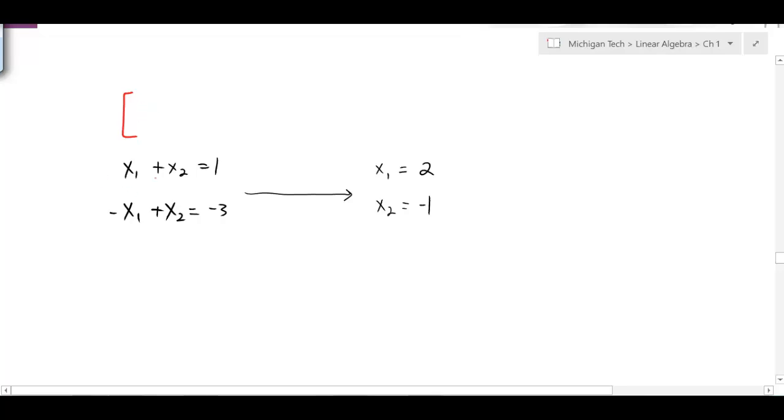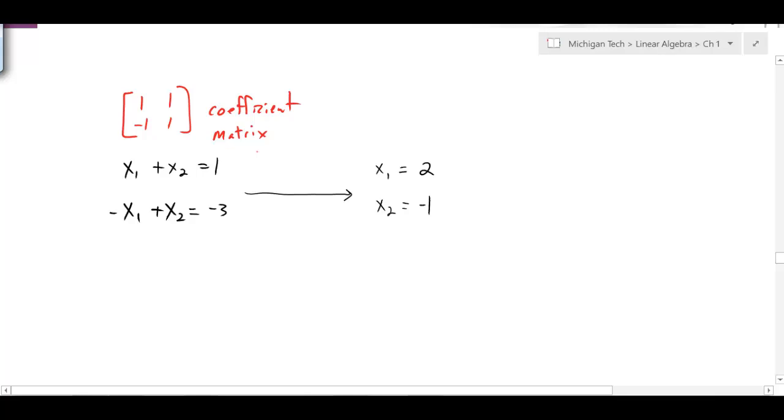So for this first equation, the coefficients would be 1 times x1 plus 1 times x2. And the second equation, the coefficients would be negative 1 plus 1. So negative 1 x1 plus 1 x2. And so I could just stop here for this little matrix that has the coefficients as its values, and I would call this the coefficient matrix for this linear system.